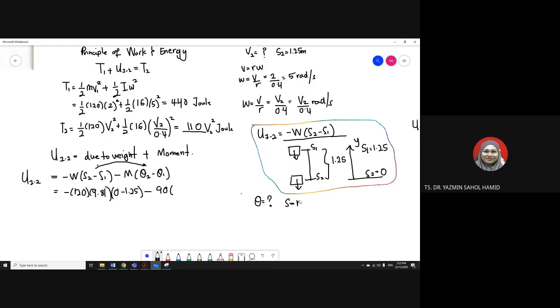S equals R theta. Remember that? Yes. Okay, so theta equals S divided by R. So what is our S?